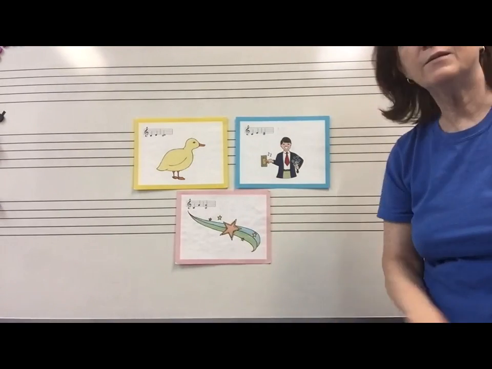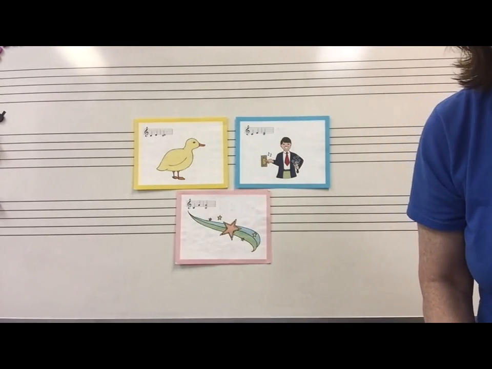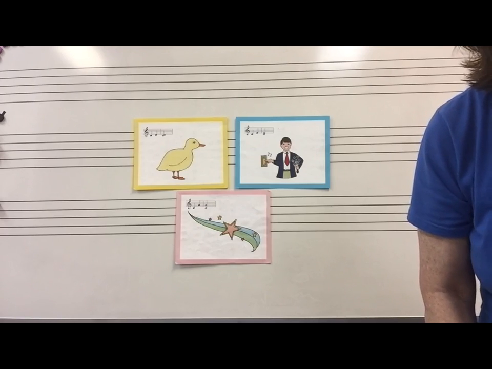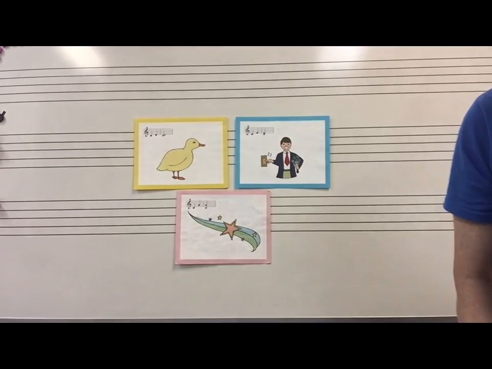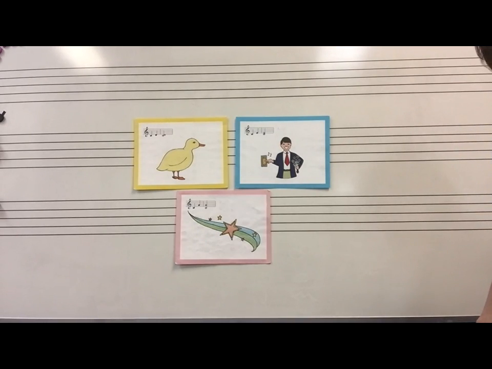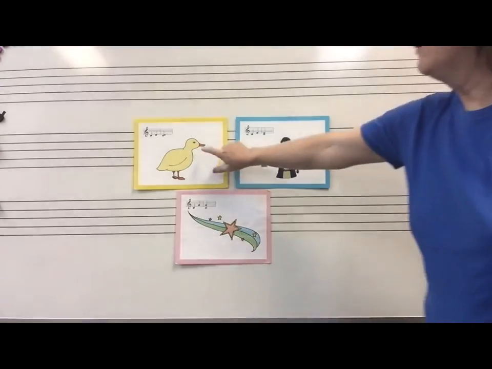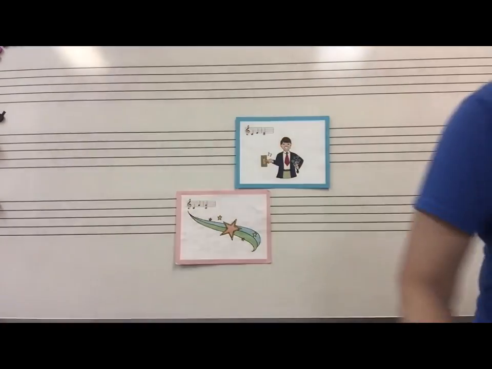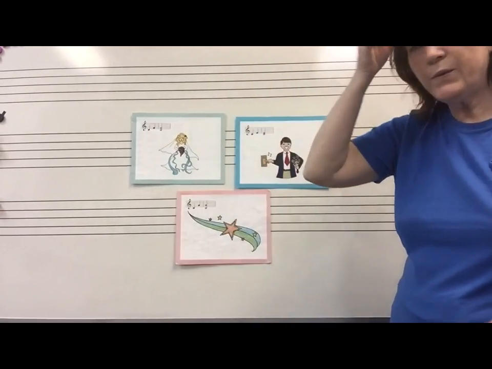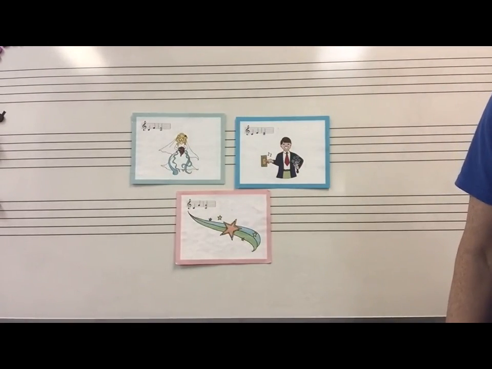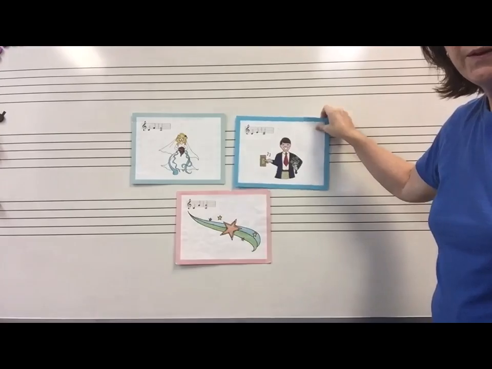Let's see which one I'm going to play now. Guess for that one? That one was the duck. Very good. I'm going to add our bride up here. Which one am I playing now? That one is the doorbell. Good guess.